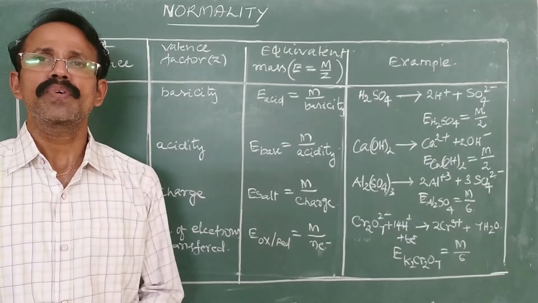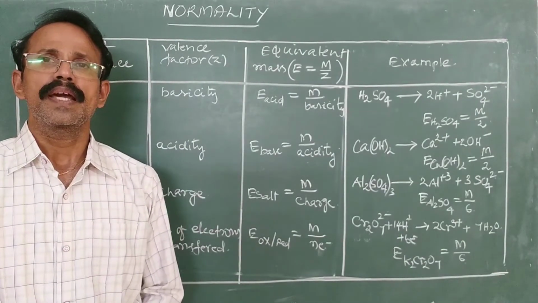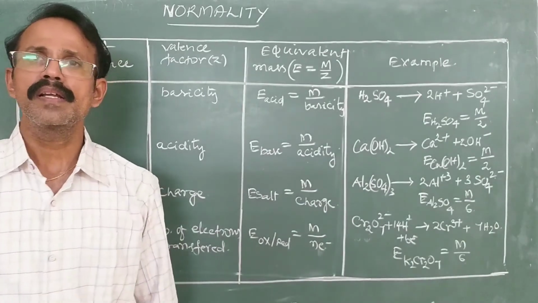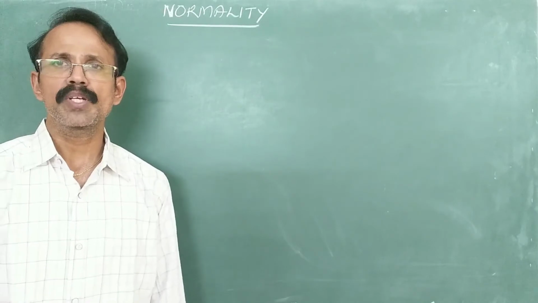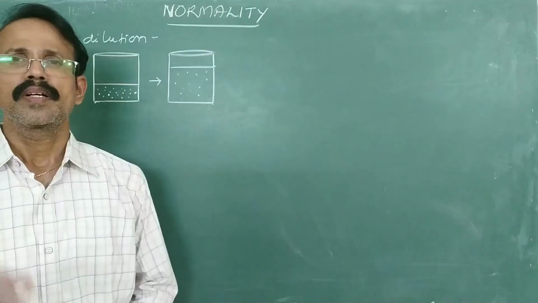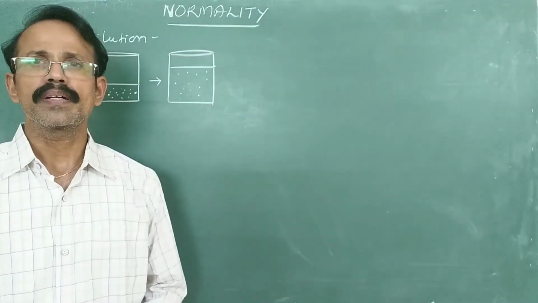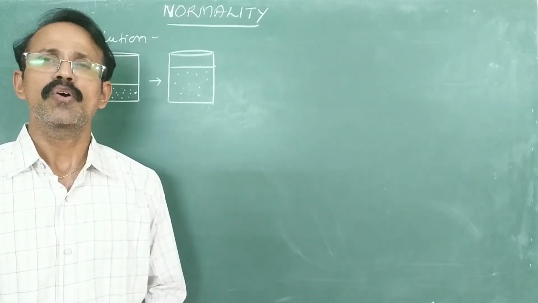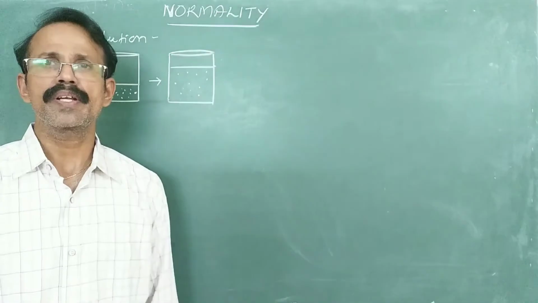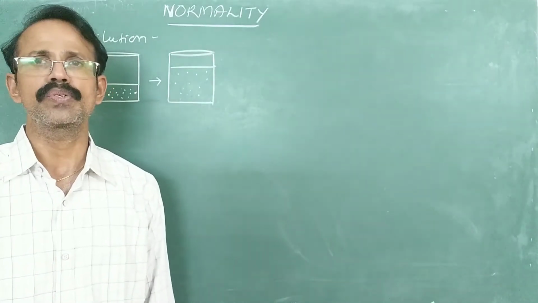This concept of equivalent mass I will explain in detail in another lecture. Now I will explain a few more important formulas to calculate normality. If a solution is diluted, then what happens? The concentration will change. So how do we calculate the concentration or normality of the dilute solution?